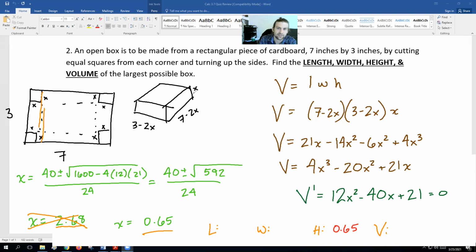All right, what's the length? Well, we'll just go ahead in the calculator. What's 7 minus 2 times 0.65? We get 5.7. And then what's the width? What's 3 minus 2 times 0.65? I get 1.7. And then the volume, all we need to do is just the length times the width times the height. So we'll multiply those numbers together. Now these are just rounded decimals, so this isn't entirely accurate, but it's going to be close enough. So the maximum volume is going to be pretty darn close to about, it says 2985 on my calculator, so I'm going to say 6.3, and this would be cubic inches.